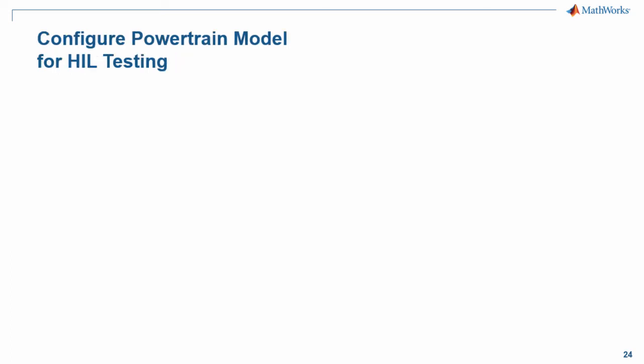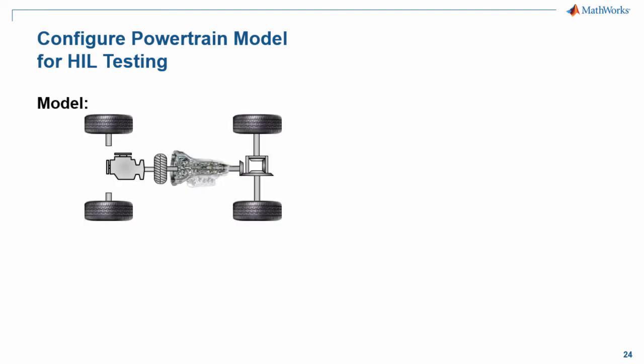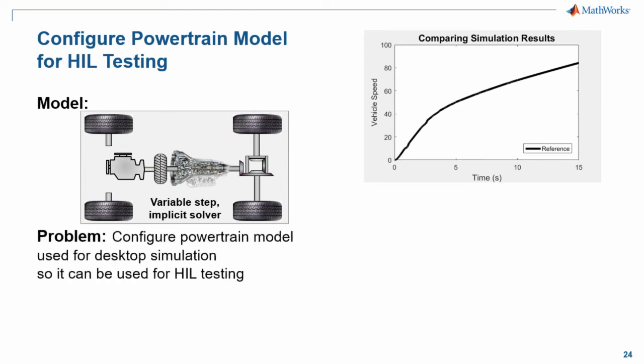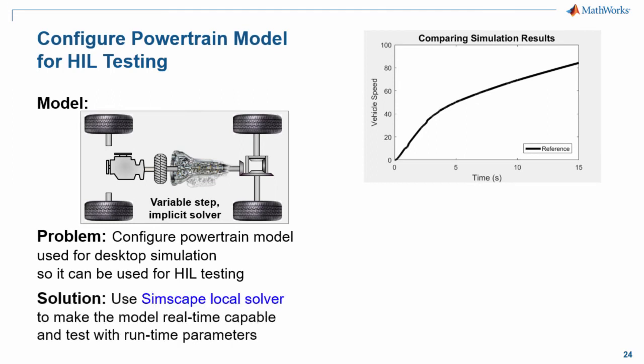In this demonstration, we're going to show how you can configure a Powertrain model for hardware-in-the-loop testing with Simscape Driveline. We have a model of a vehicle powertrain. We are satisfied with the results we get from desktop simulation with a variable step solver. We now need to configure this model so that it can be used for hardware-in-the-loop testing. However, portions of our model are numerically stiff. We're going to need to use the Simscape local solver to make this model real-time capable, and so that we can test it with runtime parameters.